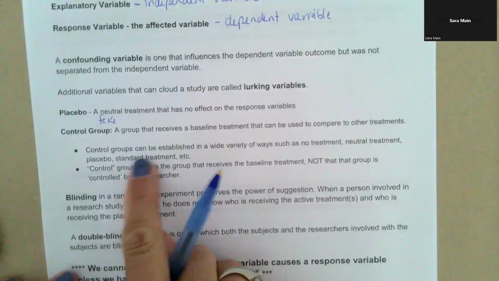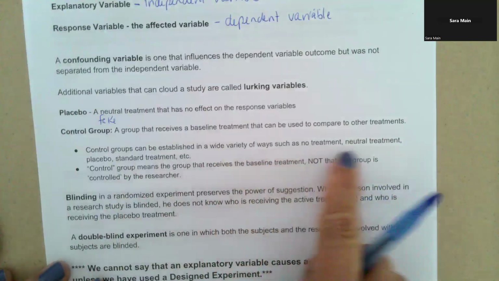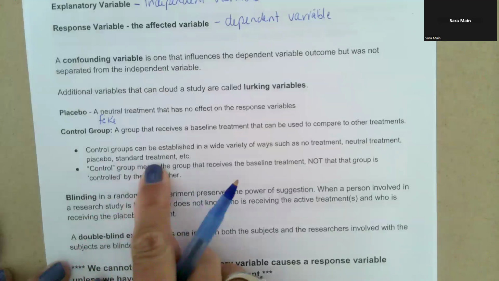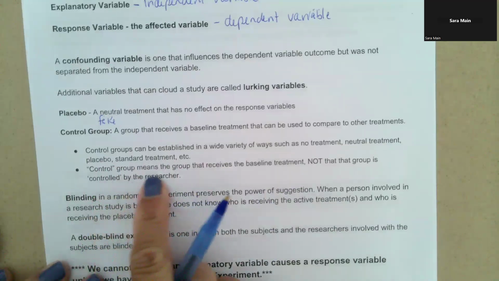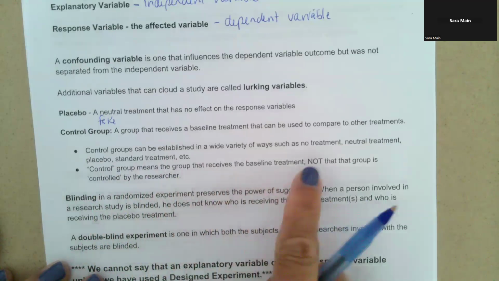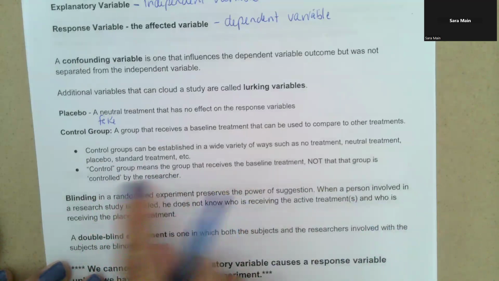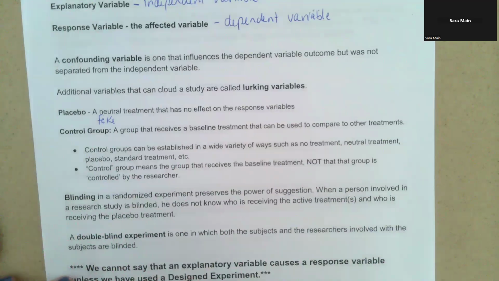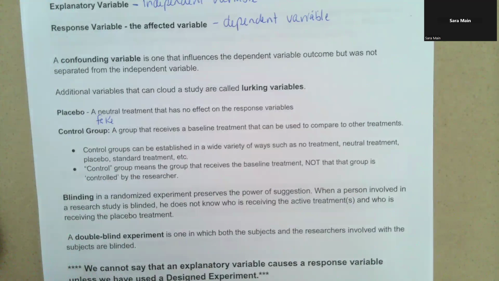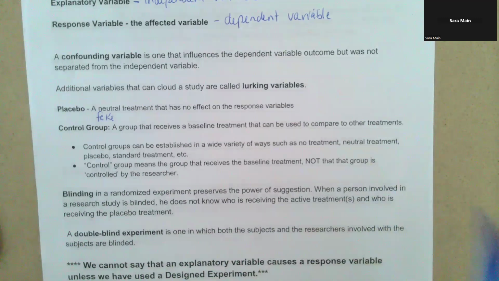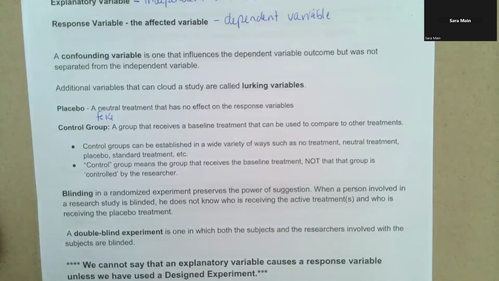So control groups can be established in a wide variety of ways, such as no treatment, neutral treatment, placebo, standard treatment, etc. Control group means the group that receives the baseline treatment, not that the group is controlled by the researcher. So they just get like a basic treatment. So sometimes in medical studies, they will give a sugar pill. So the experimental unit, the human, the individual, might think that they're getting a treatment, but they're really not getting a treatment. They're just getting a sugar pill.